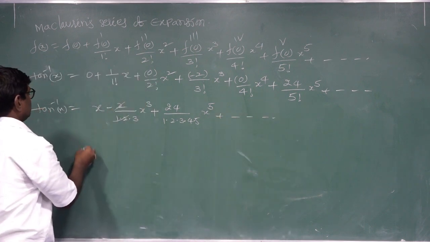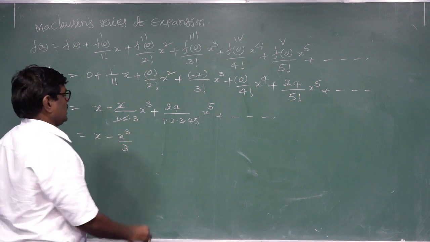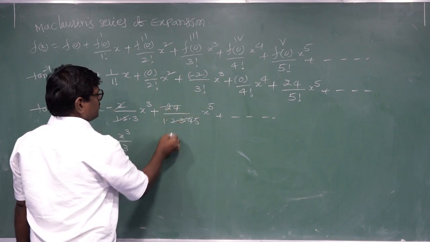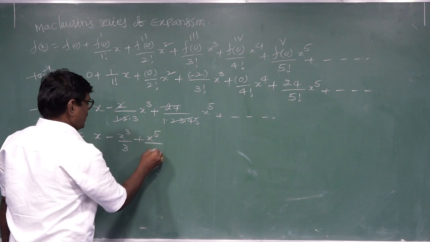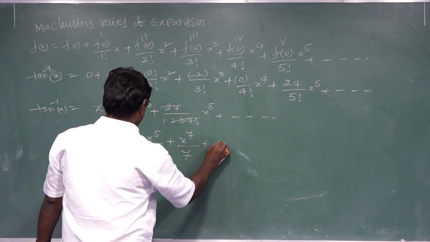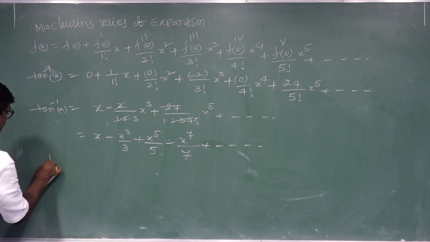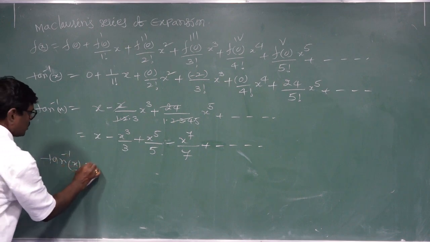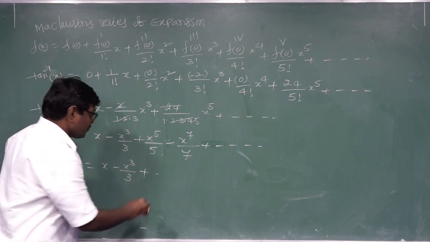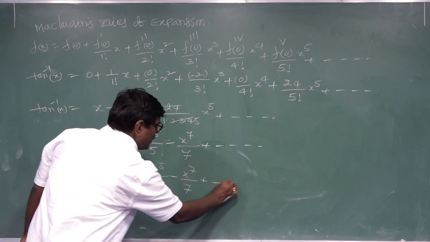The 2 cancels, so we get x minus x cube by 3 factorial times 3, plus this is 3, 12, 24, this cancels, plus x power 5 by 5, plus x power 7 by 7, with alternating signs. So tan inverse of x equals x minus x cubed by 3 plus x power 5 by 5 minus x power 7 by 7 plus so on.